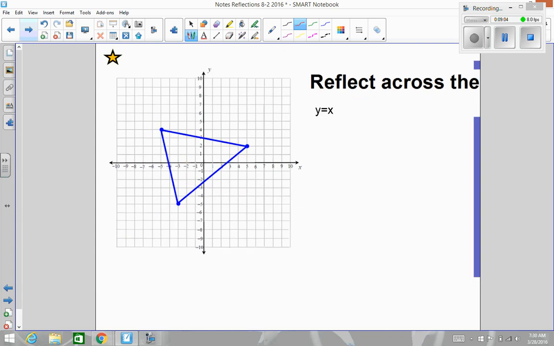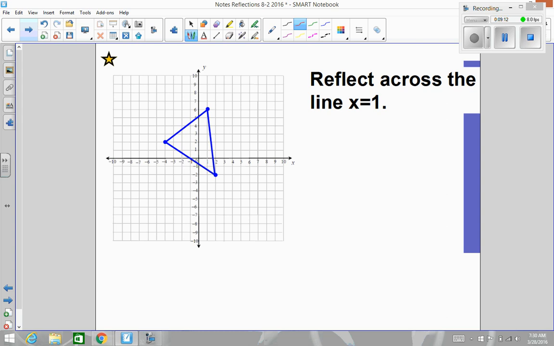So here's one for you to do. You can pause the video and do this one. Okay. And here's another one for you to do. Reflect across line x = 1. Just giving you some more practice with that, with different figures.